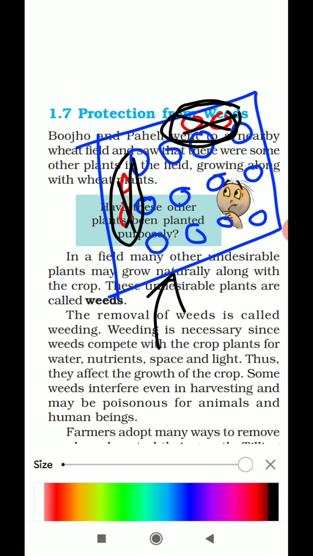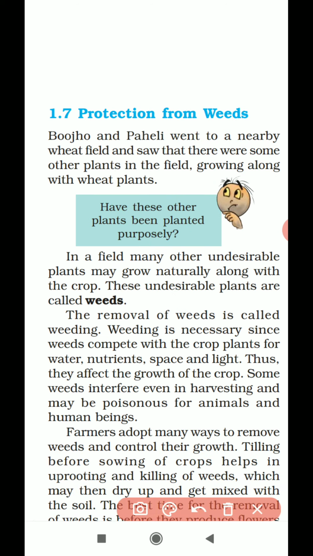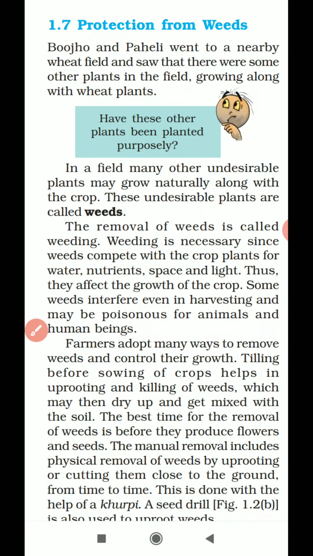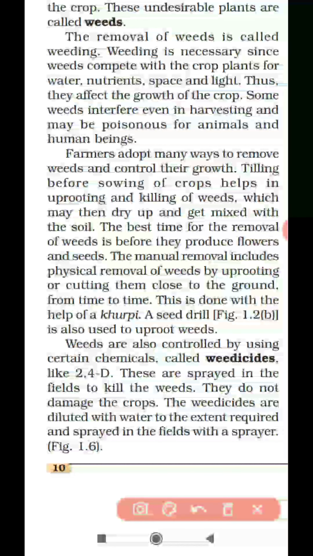So to remove these, they will cut them off, or some farmers, if the plants are very small, will pluck away all those unwanted plants with the help of their bare hands. This is how they do the process of weeding. Some farmers add chemicals. Chemicals are called weedicides. So to control the weeds, they will be adding some weedicides. Weedicides are nothing but chemicals.